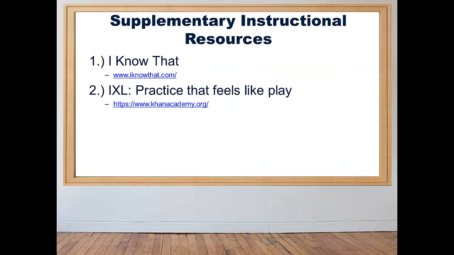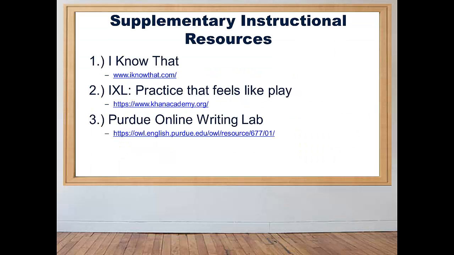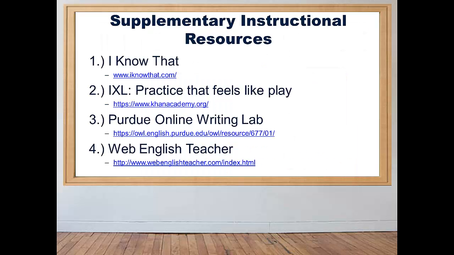Another source of language arts learning games is IXL. IXL has about 100 games each for grades 2, 3, and 4. For middle school and high school writing, the Purdue Online Writing Lab has resources for instructors and students. Particularly noteworthy are the materials on the Purdue OWL site for the various stages of the writing process.